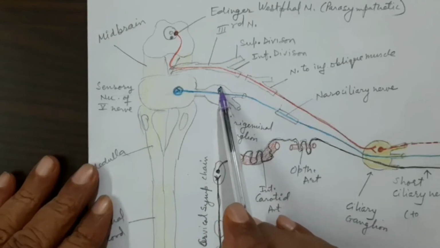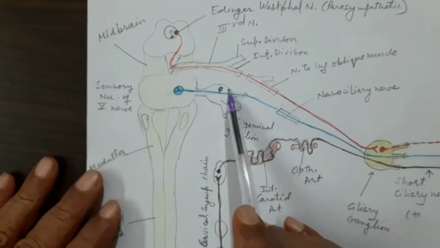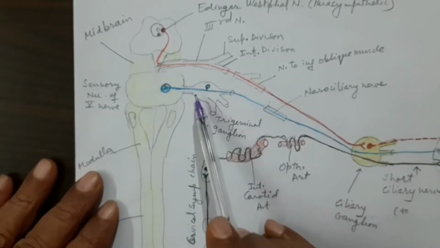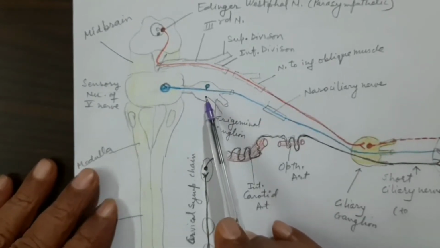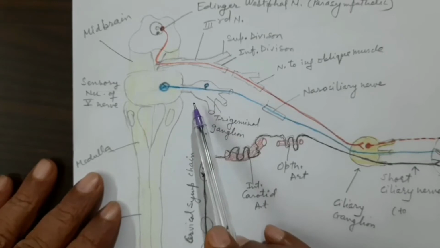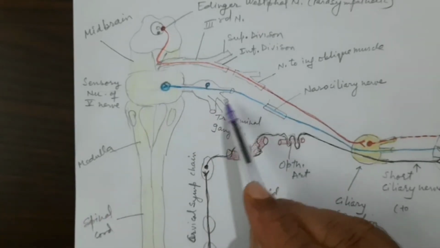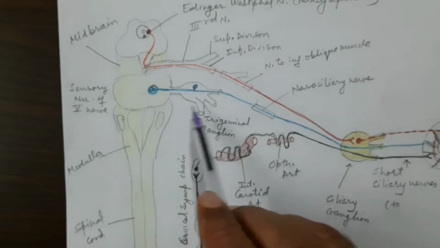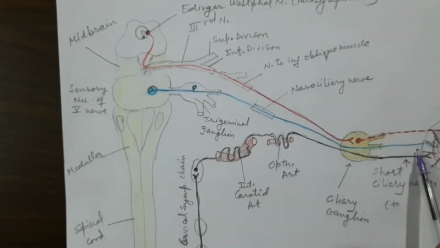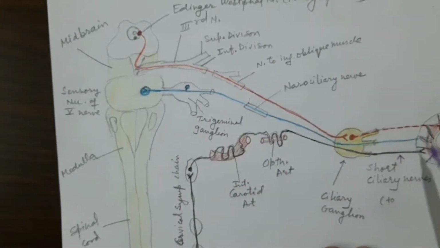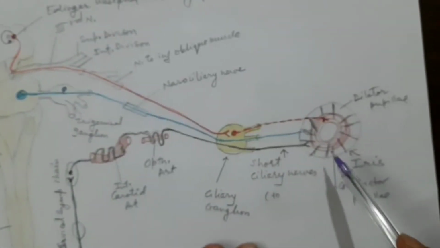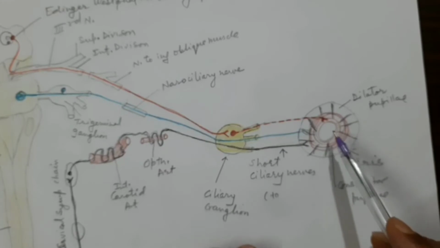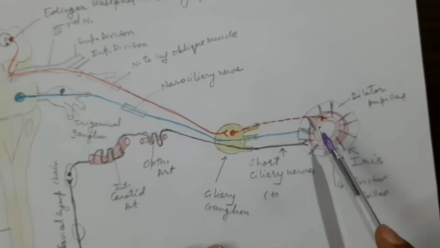This is the trigeminal ganglion, which is near the apex of the petrous temporal bone in the middle cranial fossa. Here these fibers are sensory, that means they are coming from the eyeball, this blue line. These fibers are not coming from the iris, as I have drawn the diagram of the iris to show you the sympathetic and parasympathetic innervation of the iris and ciliary body.